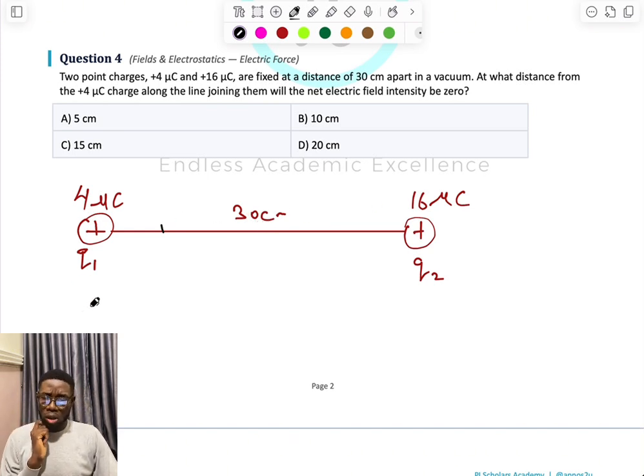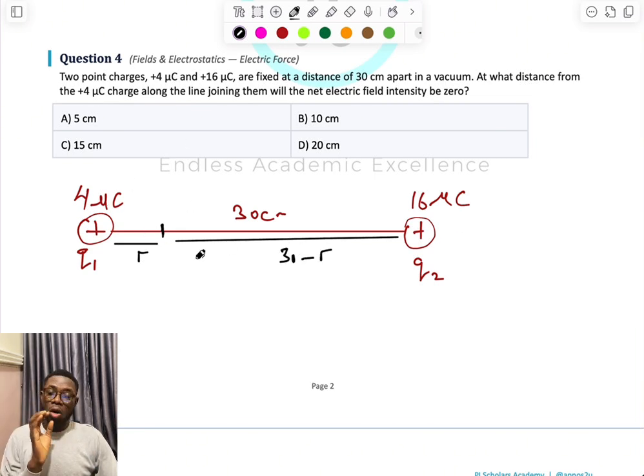But here's one thing I want to quickly call your attention to. When we have positive charges, anything in between them, because they repel each other, their electric field intensity always cancels out based on the principle of superposition. There will always be a difference in electric field intensity. By the way, they want us to find at what distance from this 4 microcoulomb charge. Let's call that distance R. If the total distance is 30 centimeters, the remaining distance here is going to be 30 minus R.